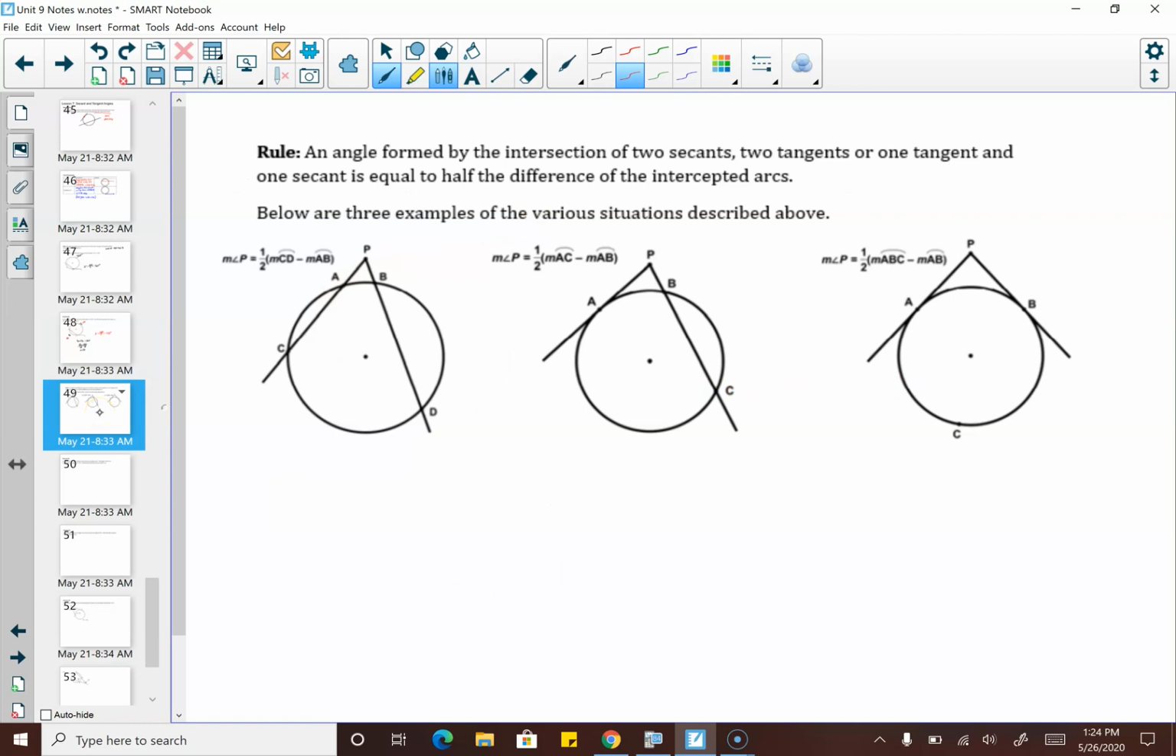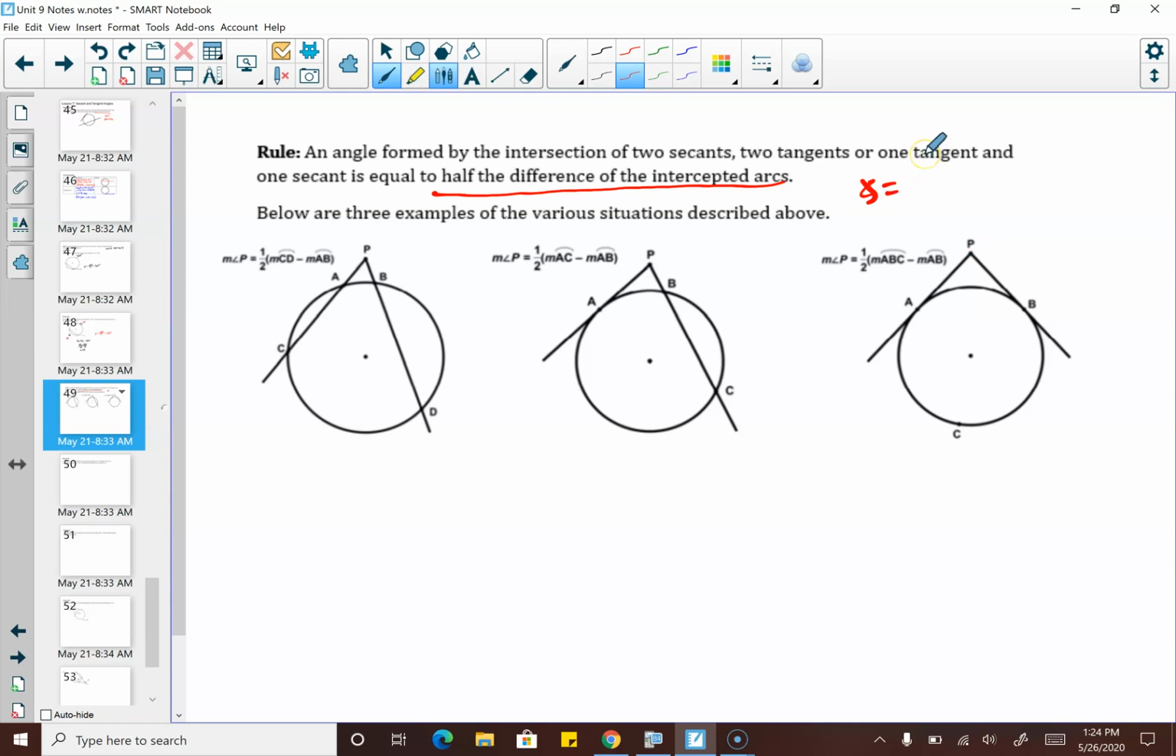So now this is the rule that really is kind of more important. An angle formed by the intersection of 2 secants, 2 tangents, or 1 tangent and 1 secant is equal to half the difference of the intercepted arcs. Okay. So now when we talk about the angle here, we're talking about letter P. All right, so all those angles that are formed outside of the circle.